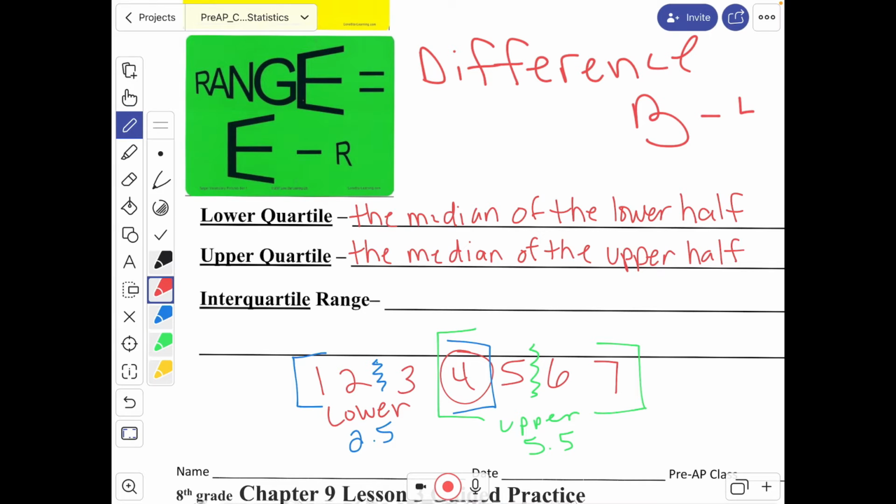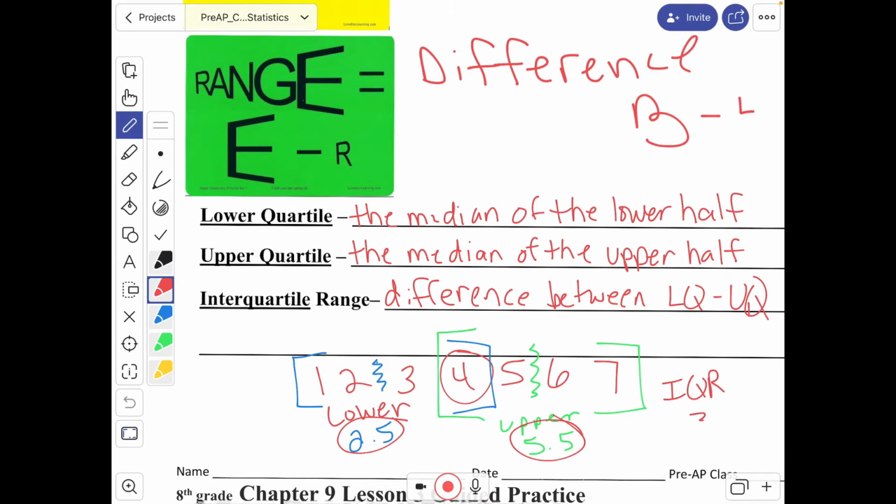And then we have the interquartile range. That would be the difference between the upper and lower quartiles. Difference between lower quartile and upper quartile. That's where I would subtract these two numbers. So for this one, the interquartile range, the IQR, would be 3.